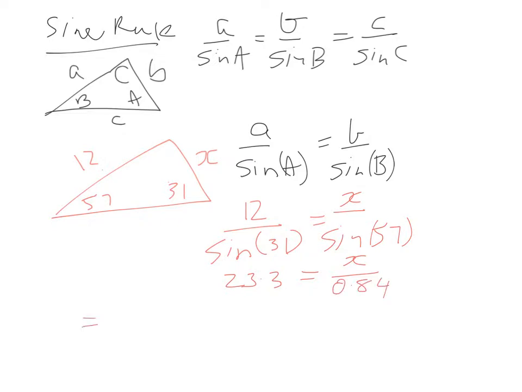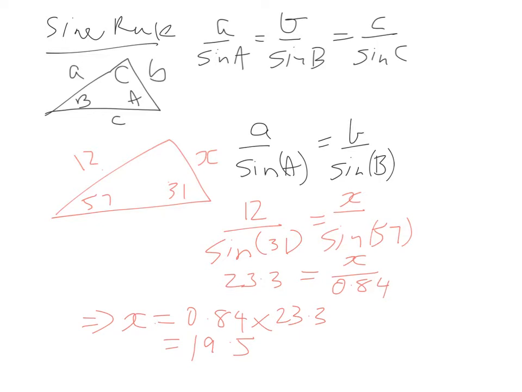So now from there, I'm going to imply that x equals 0.84 times 23.3, and I end up with 19.5. 19.5 as my value of x. So that's how you use the sine rule. If it was an angle, well, we'd have to do some inverse stuff.